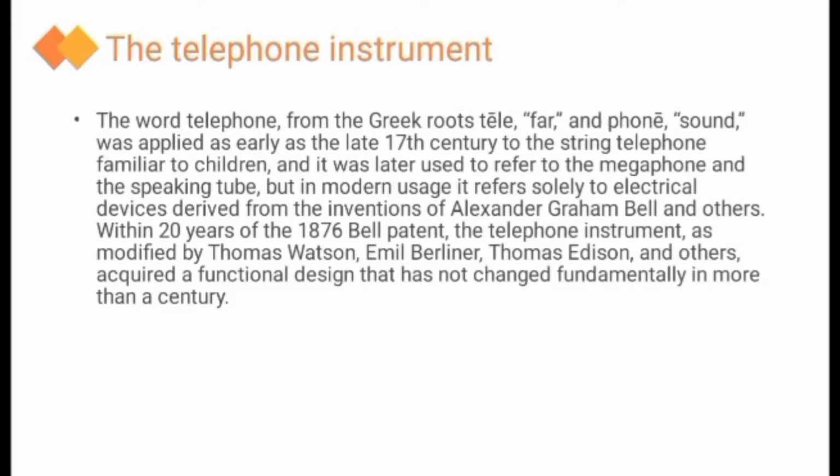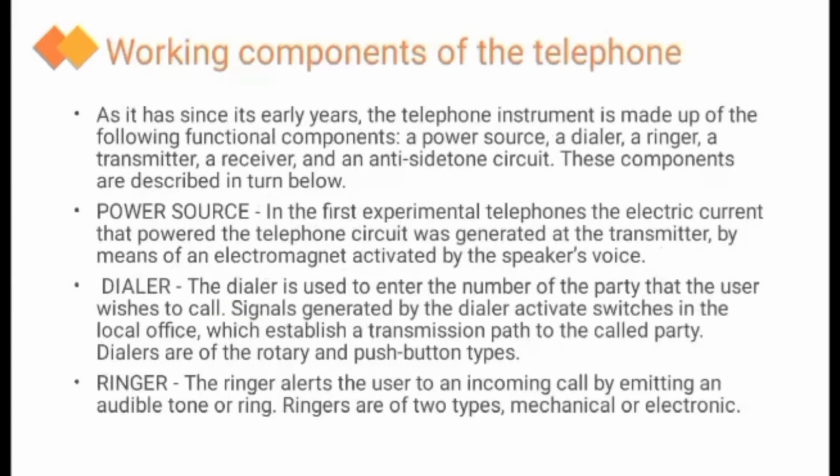Within 20 years of the 1876 Bell patent, the telephone instrument, as modified by Thomas Watson, Emil Berliner, Thomas Edison, and others, acquired a functional design that has not changed fundamentally in more than a century. Working components of the telephone. As it has since early years, the telephone instrument is made up of the following functional components: a power source, a dialer, a ringer, a transmitter, a receiver, and an anti-sidetone circuit. These components are described in turn below.